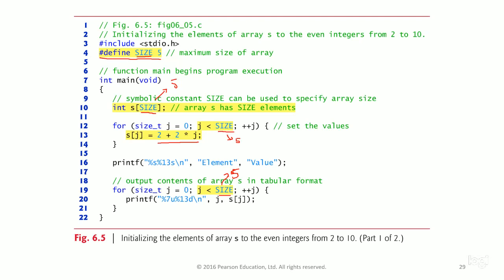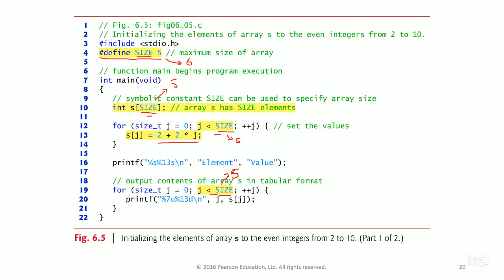And why is this practically useful? Well, let's say you change your mind and instead of using a size of 5, you want to use a size of 6. Well, you can just simply change that here, and you only have to change it once. Now if you were not using this symbolic constant, then you would have to change 5 to 6 at this location, at this location, and also at this location. So you would have to change it at 3 places.